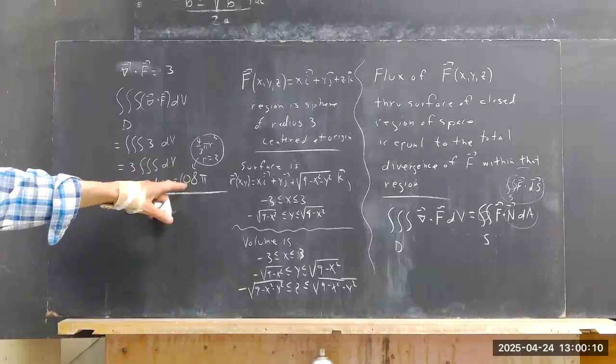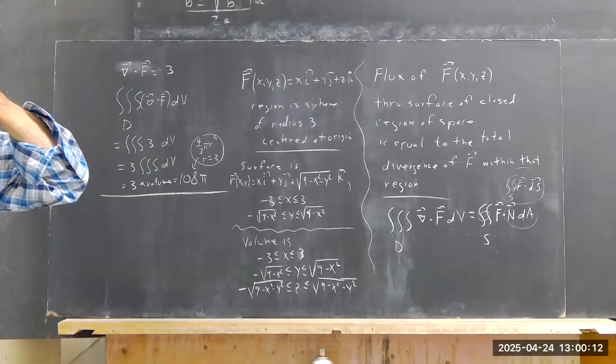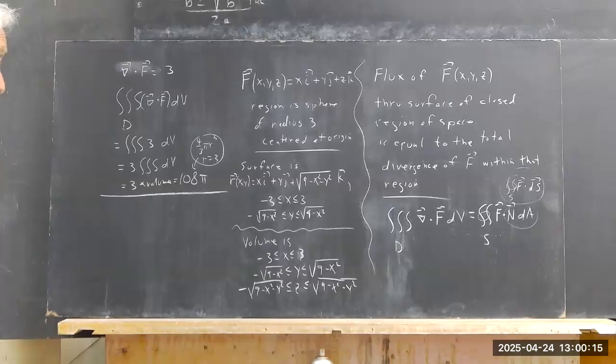We see that unless I've done something completely stupid here, first the divergence is 3, and if we multiply that by the volume, this is what I think we get. Okay.